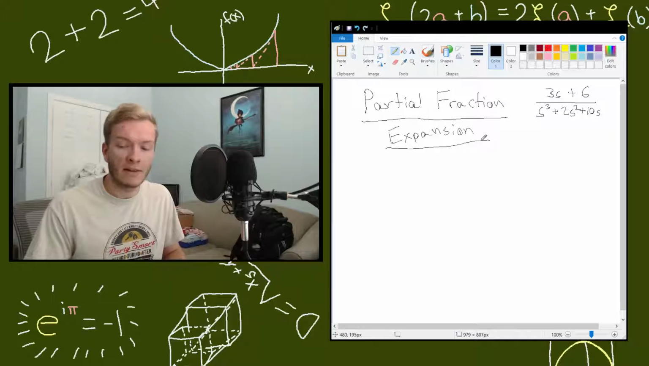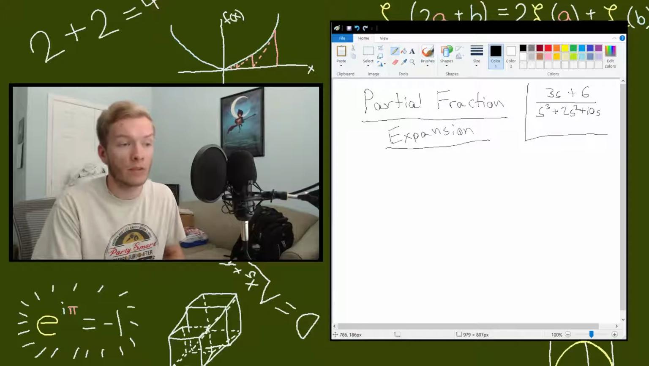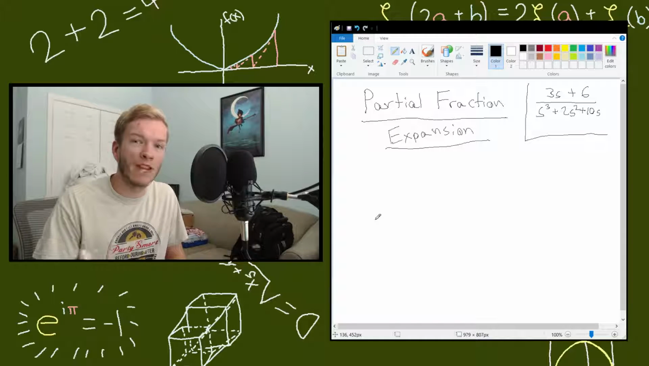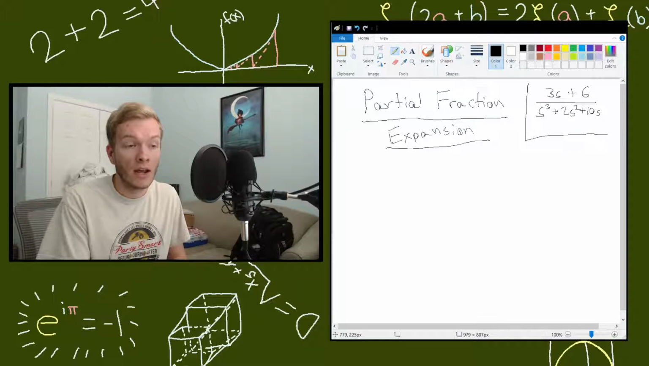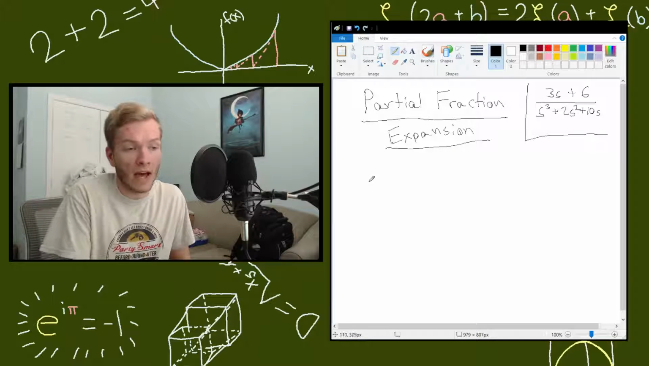What exactly am I talking about? Well, you'll see there's an example up here, and we're going to get to that in a second. But to start off, I'm just going to sort of explain what partial fraction expansion is. So basically what we have is we're going to have something in this shape. So we're going to have a numerator of some function and a denominator of some function.